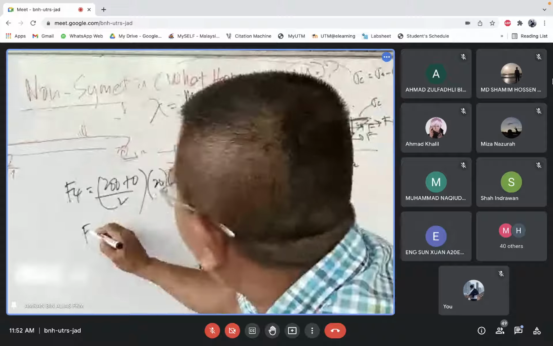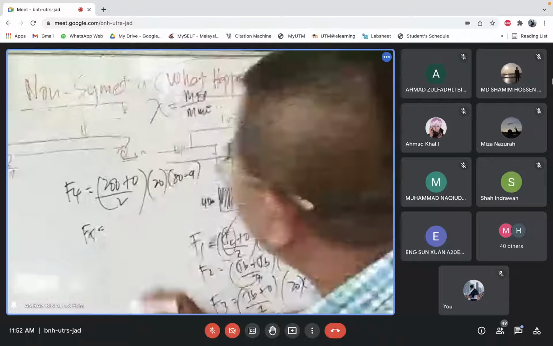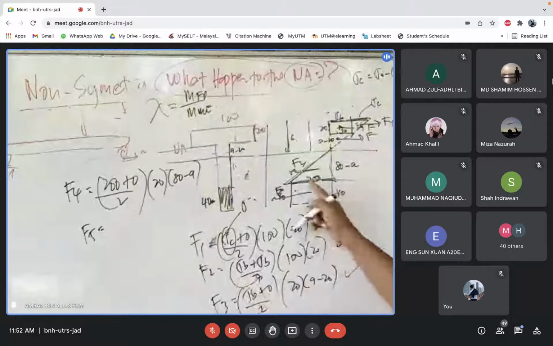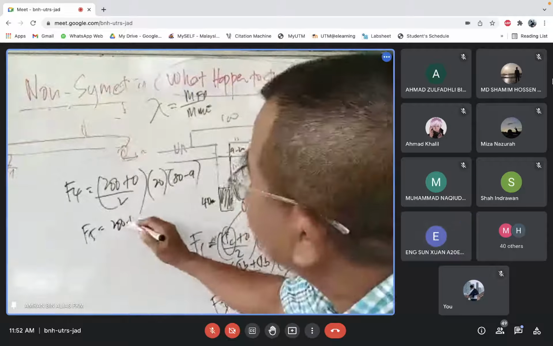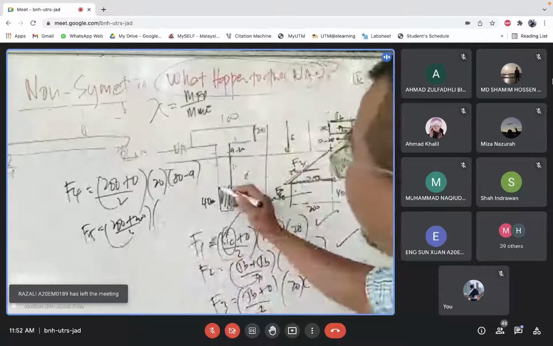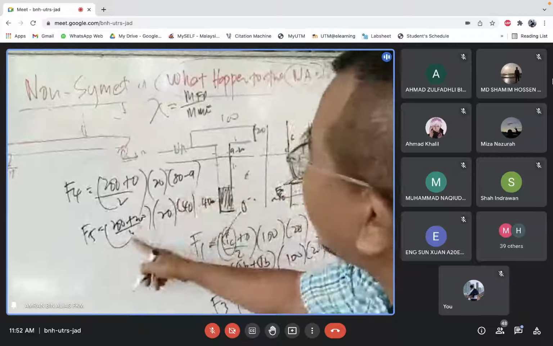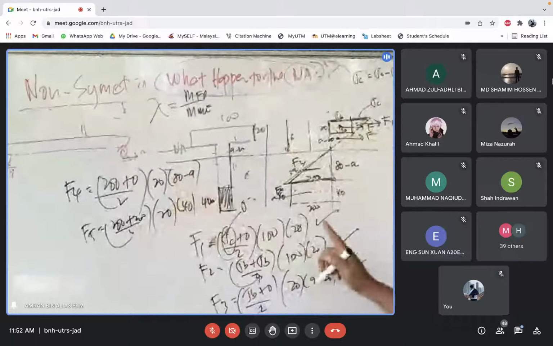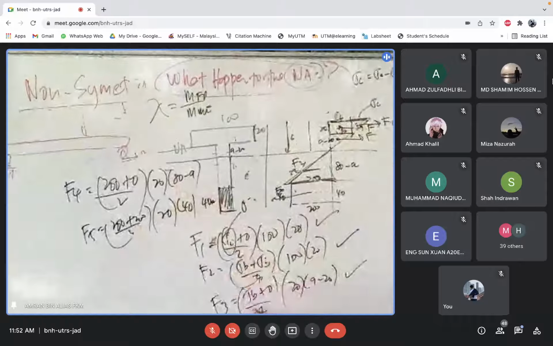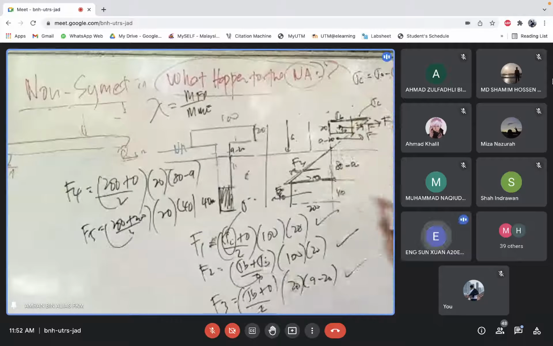Then F5. What is F5? 200 and 200 over 2, and the area there is 40 and 20, so no A there. But there is A there, and A there. Are you with me?